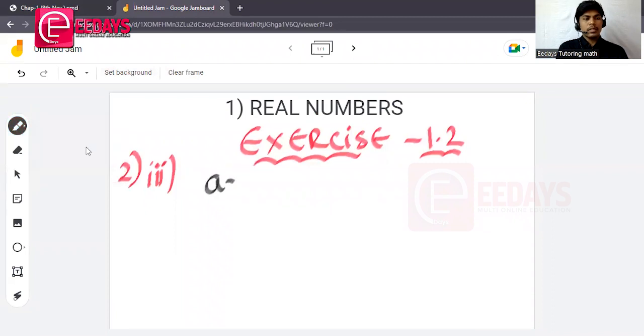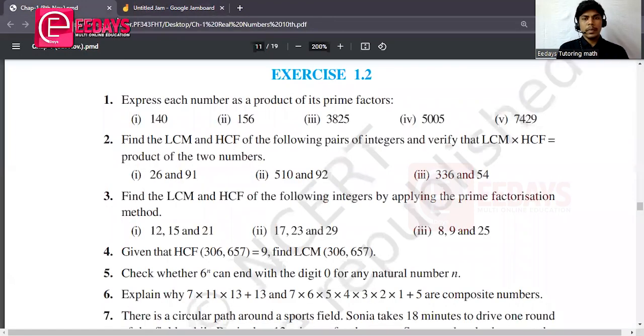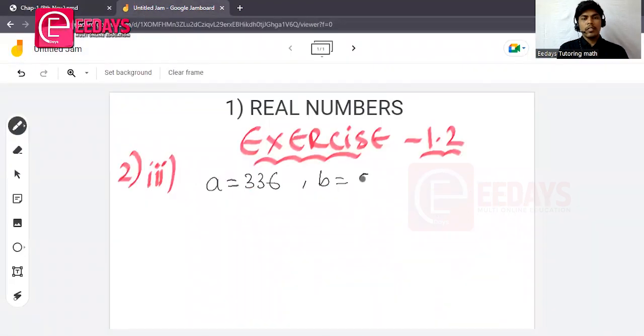The two numbers they have given are 336 and 54. You can take a is equal to 336, the first number, and b is equal to 54. Without solving all those things, first you just write the prime factors. Let's write the prime factors for 336.